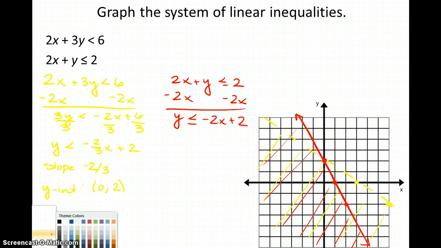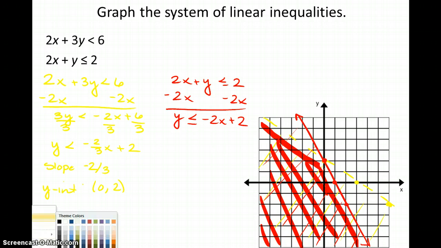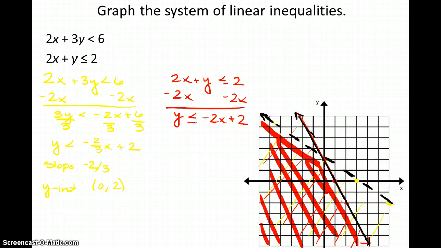Again, go over your final answer with a highlighter. I'm using red so that it stands out. At this point, it might be wise to use your pen or a darker colored ink just to go over your line so that you can tell where your solution is. Check to see that your lines match my lines and that your shading matches my shading.